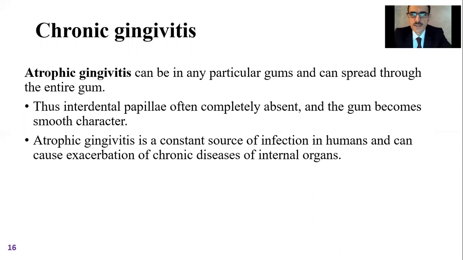Atrophic gingivitis can start in any particular gums and can spread throughout the entire gum. Thus, the interdental papilla is often completely absent, and the gum becomes smooth. Atrophic gingivitis is a constant source of infection in humans and can cause exacerbation of chronic diseases of internal organs.